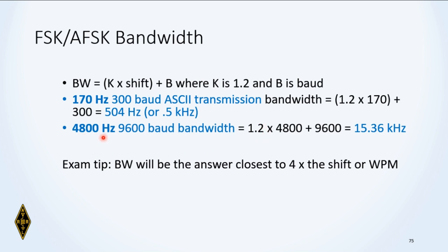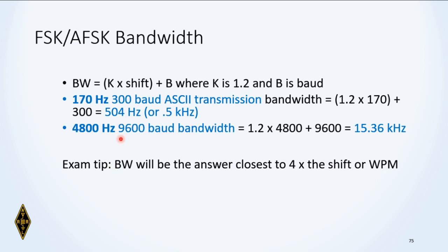Here's another one, 400 hertz, 9600 baud bandwidth, and the numbers to figure it out, the right answer. And then this is the exam tip. You can estimate the bandwidth by taking the answer closest to four times the shift. Here's the 170 hertz shift, 4800 hertz, or words per minute for Morse code. So if we were to do that here, 170 times four, what does that work out to be if somebody wants to do that on their calculator quick? 680, okay. That's reasonably close to 504, and it's the closest answer that you're going to see in the pool question.